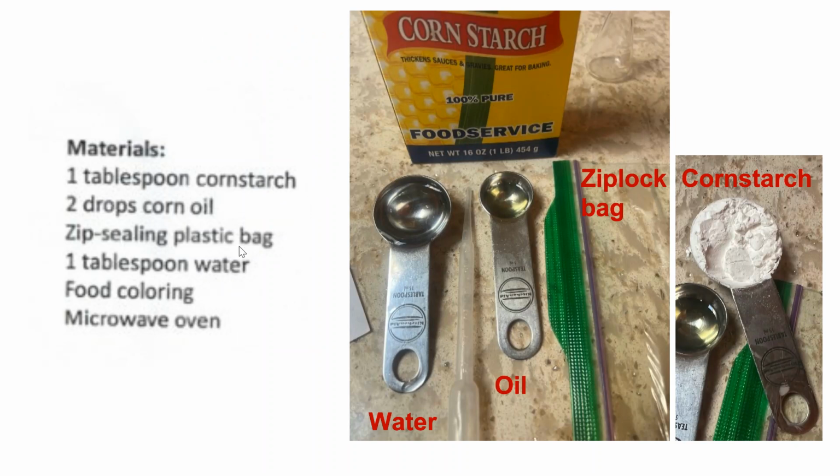So again, here is a picture of everything you need for this experiment. As we said, 1 tablespoon, not a lot, of cornstarch. So it should look like this. This is about a tablespoon. We got 2 drops of oil here. And then a zip sealing plastic bag. We got the Ziploc bag right here. And 1 tablespoon of water, as you can see right here.